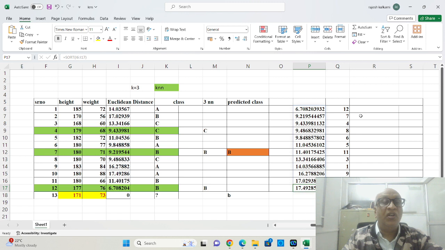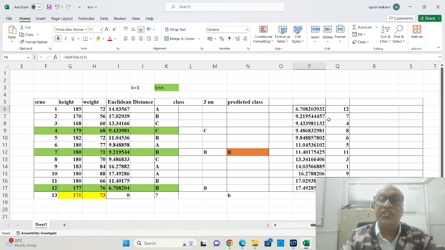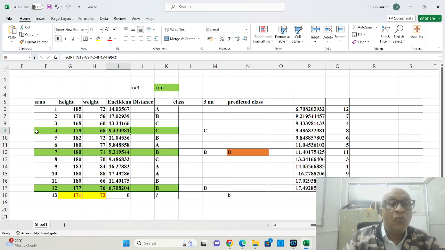If you look at the top 3, because the value of K is 3, I have to take the top 3. What are the top 3? 6.70, 9.21 and 9.43. So the 12th instance, 7th instance and 4th instance. The 4th instance is this, 9.43. The class is C.